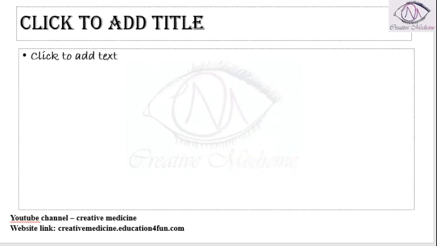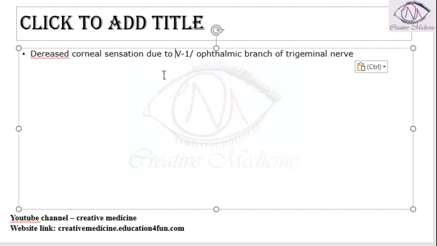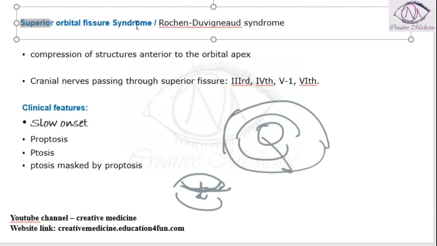Now, along with that, there is decreased corneal sensation seen mainly because of compression of the ophthalmic branch of the trigeminal nerve, and along with that there is also ophthalmoplegia, that is weakness of the extraocular muscles due to third, fourth and sixth nerves. So this is called as superior orbital fissure syndrome or Rochen Duvigneaud syndrome.